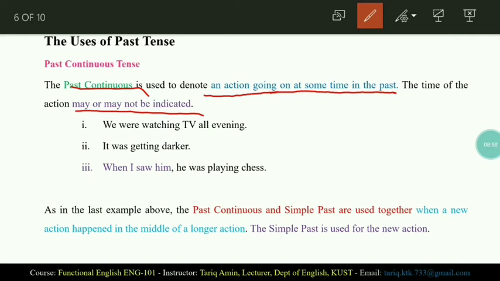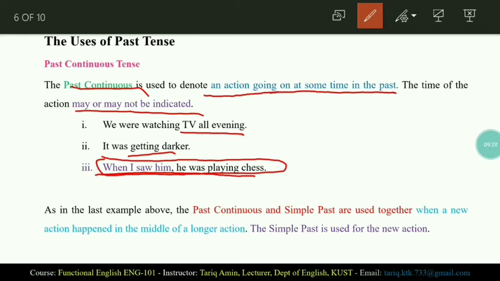For example, we were watching TV all evening and it was getting darker. When I saw him, he was playing chess. As in the last example above, we can see that the past continuous and simple past are used together. In example number 3, the very first clause, when I saw him, is simple past. And he was playing chess is past continuous tense. It is a progressive clause or a progressive sentence. So both the past continuous and simple past are used together.